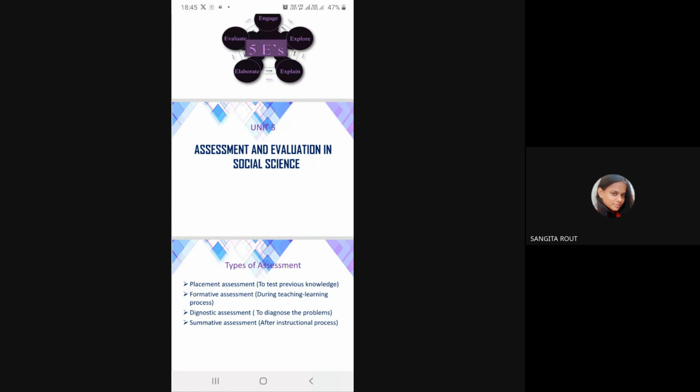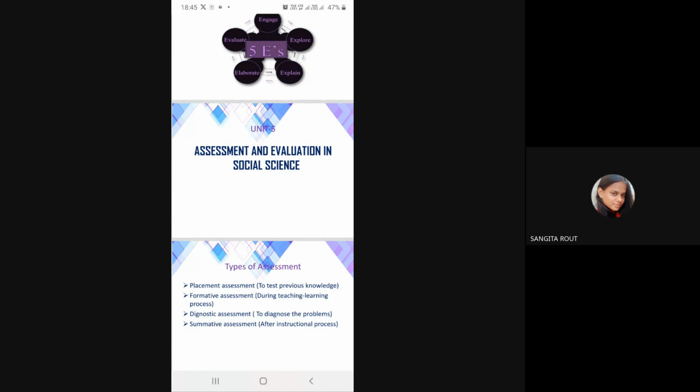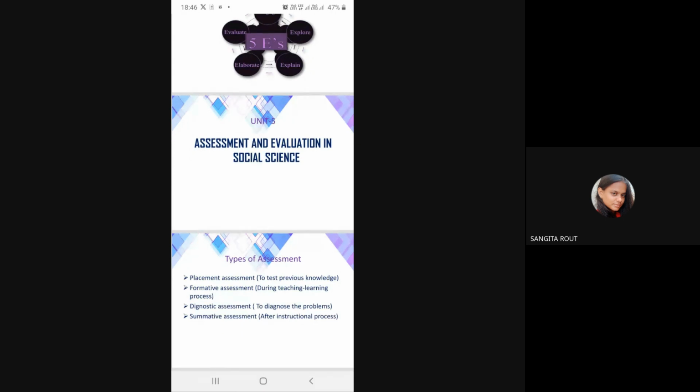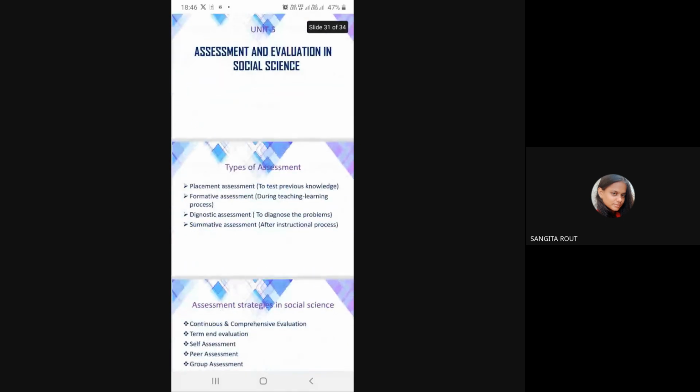Okay, we will proceed. So there are different types of assessment. If we do assessment for placement, it is called placement assessment. When we do assessment during the teaching learning process, it is called formative assessment. When we do assessment to diagnose a problem, it is called diagnostic assessment. And after the instructional process, at the end, when you do the assessment, it is called summative assessment.